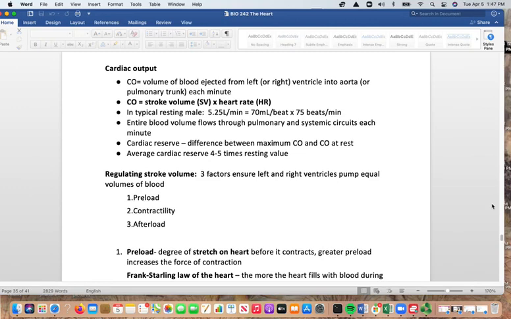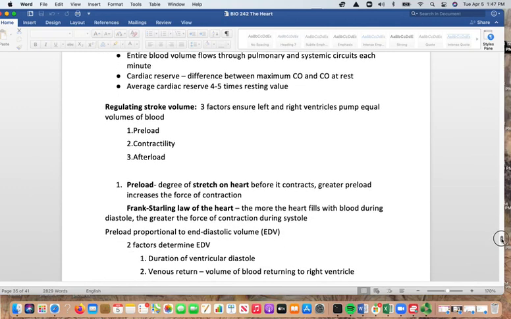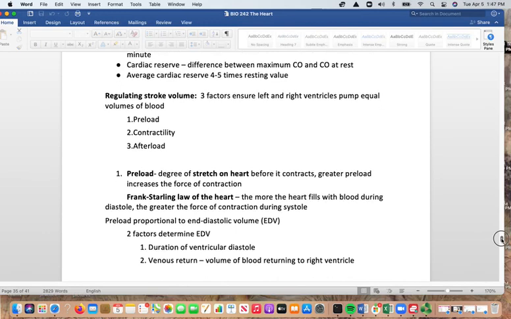So when we look at regulating stroke volume, there are 3 factors that are going to help ensure that the right and left ventricles pump equal amounts of volume. So we've got the preload, contractility, and afterload. Preload looks at how much stretch there is on the heart before it contracts. The greater the preload, the more contraction. So the more you stretch it, the more it's going to contract.